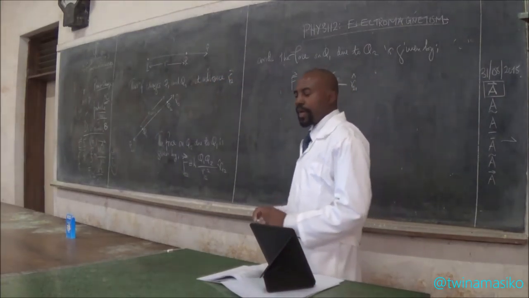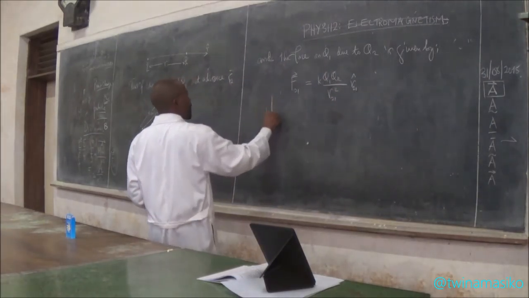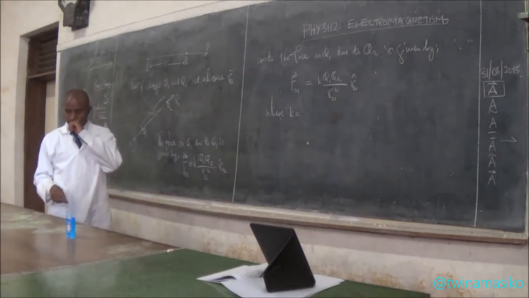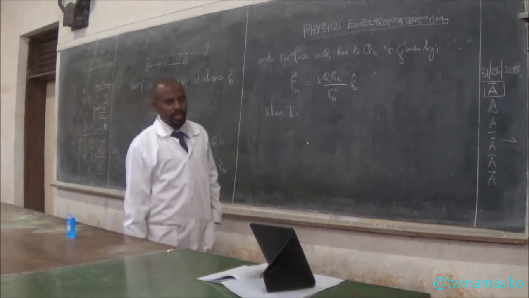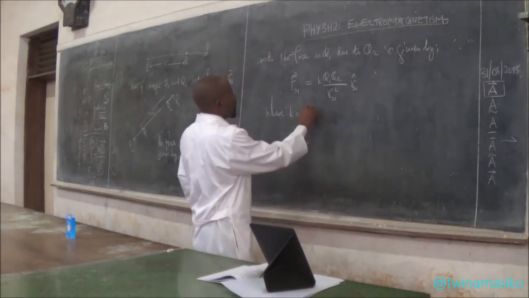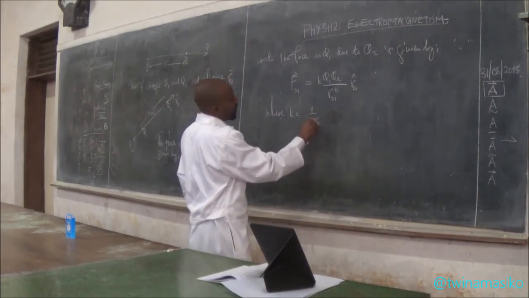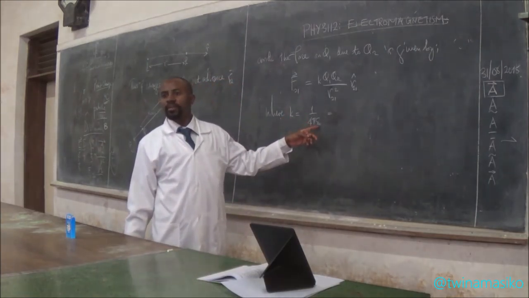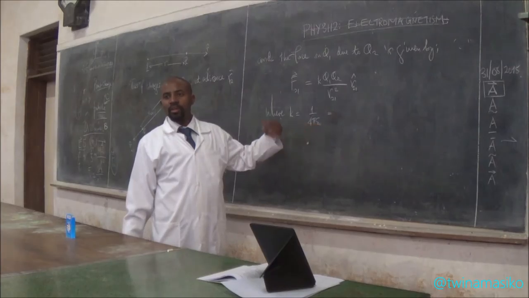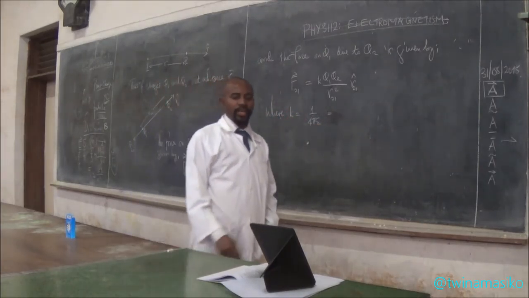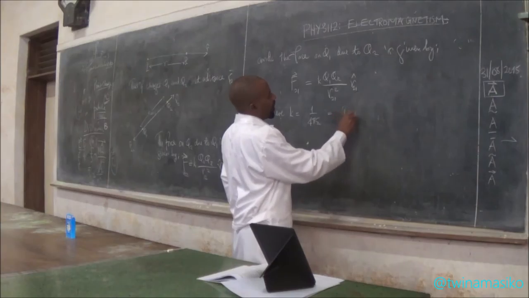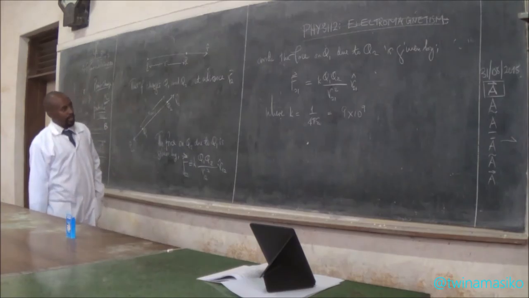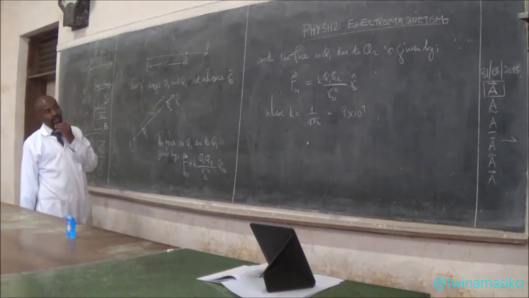Of course, where the constant I wrote about is the same as, anyone knows it in your head? 1 over 4 pi epsilon naught, which is equal to 1 over 4 pi times 8.85 times 10 to the power negative 12. And if you work it out, you get 9 times 10 to the 9. And what are the units? What are the units of K?